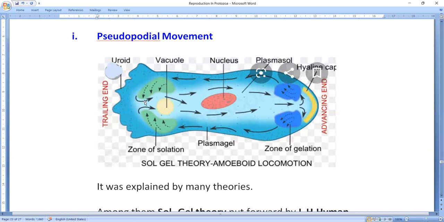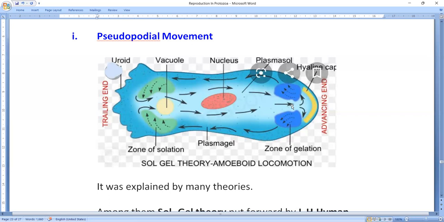So here the thick ectoplasm is dissolved to form a thin fluid area, that is plasma sol. Inside is plasma sol, outside is plasma gel. Due to the changing of plasma gel into plasma sol, and here the changing of plasma sol into plasma gel also.